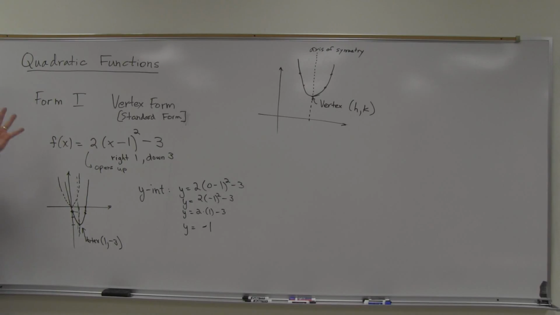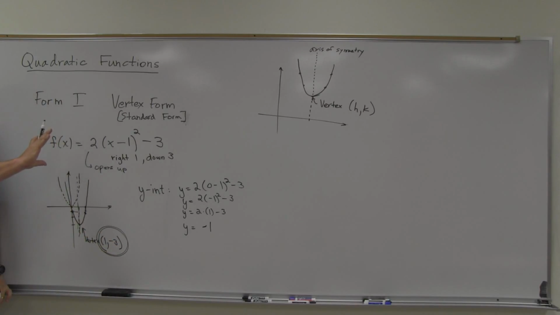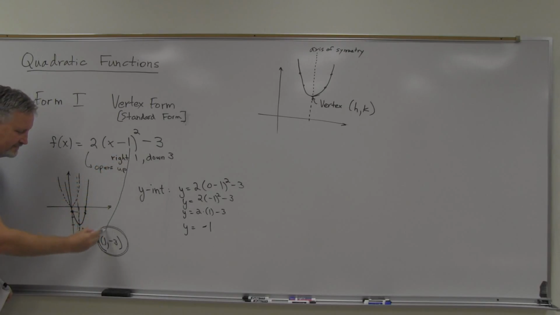Now, here's another nice point about this. Do you notice these numbers are related to some numbers up in the equation? Where did this 1 come from? And that -3? Those aren't a coincidence. It's because of the shifting. There's a definite correlation there. That's why I like to call this vertex form, because I've got the vertex sitting right there in the equation.